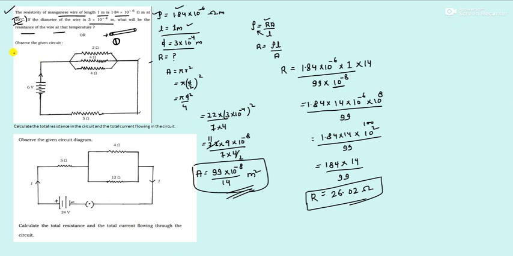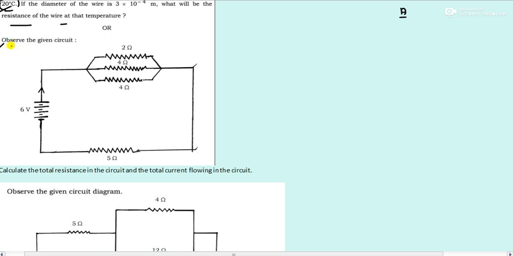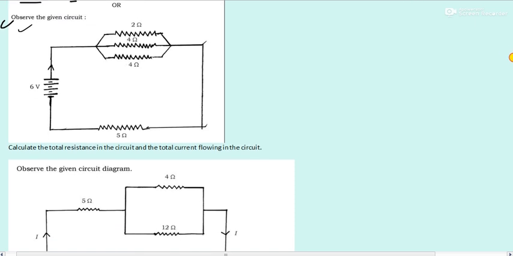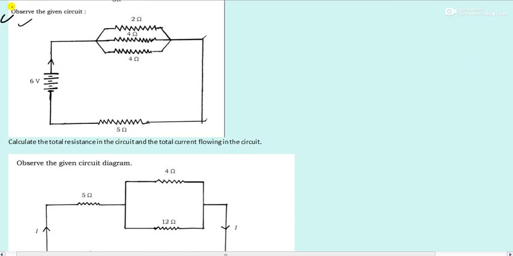Next, moving to the OR question. These are exam questions, so try to practice them. Only if you practice will you become better. Practice makes you better, not perfect, because nothing is perfect.